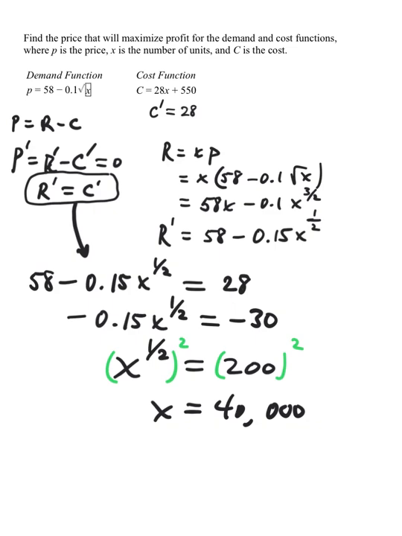Let's go back to the original problem. Find the price that will maximize profit for the demand and cost functions. Find the price. Price is your demand function. So basically, to finish this problem out, we're going to plug 40,000 into this x, and that'll give us the price for 40,000 units. Let's go get it.